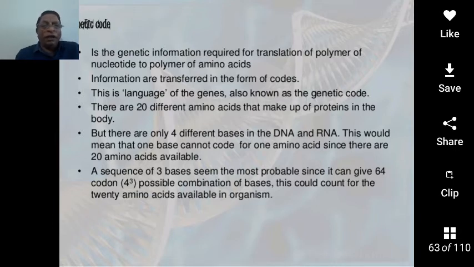Now, another thing is there. Amino acids are 20, code words are 64. We can say each amino acid is coded by at least one codon or code word. And it is logical to think that one amino acid may be coded by many codons or code words.